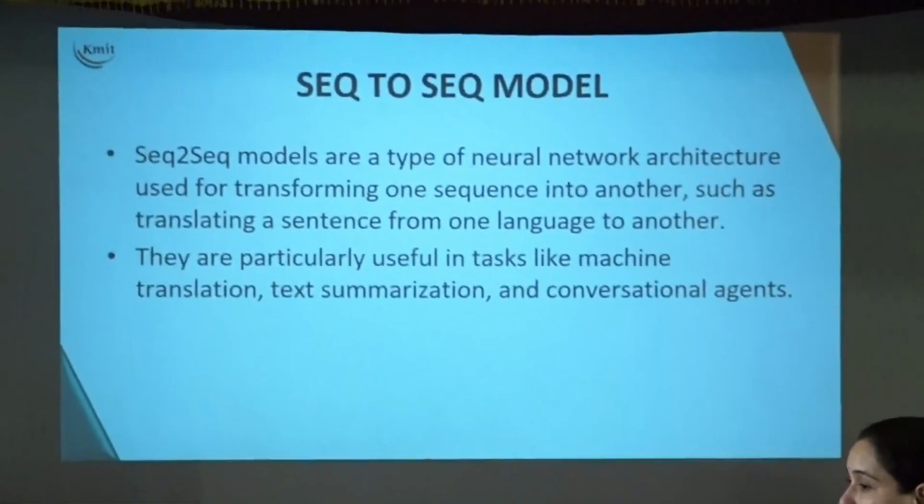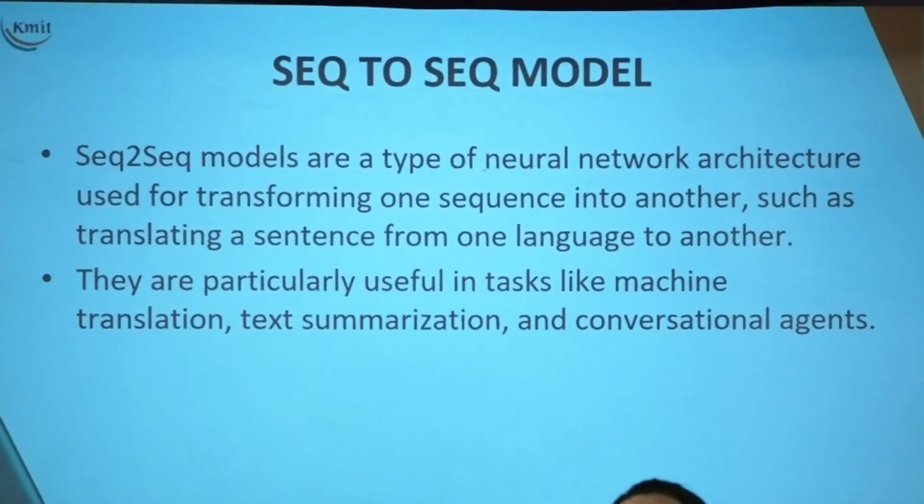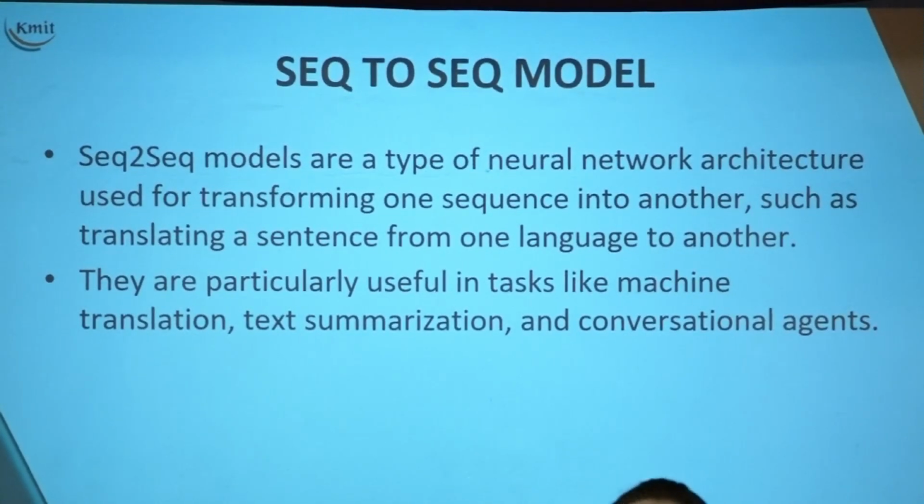Before that, I would like to introduce you to the sequence to sequence model. Have you ever come across this term? Sequence to sequence model. Anybody? Okay. So sequence to sequence models are a type of neural network. It's an architecture that is used to transform one sequence into another sequence.